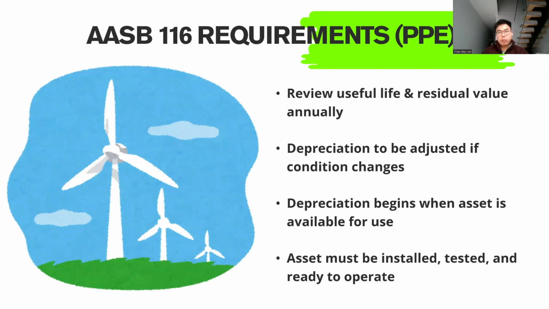Under ASB 116, the company should also review the useful life and the residual value of the asset every year, just in case technology changes, or the turbine wears faster or slower than expected. The depreciation may also need to be readjusted. And depreciation should only start when the asset is available for use, in other words, when the asset is installed, tested, and ready to operate.